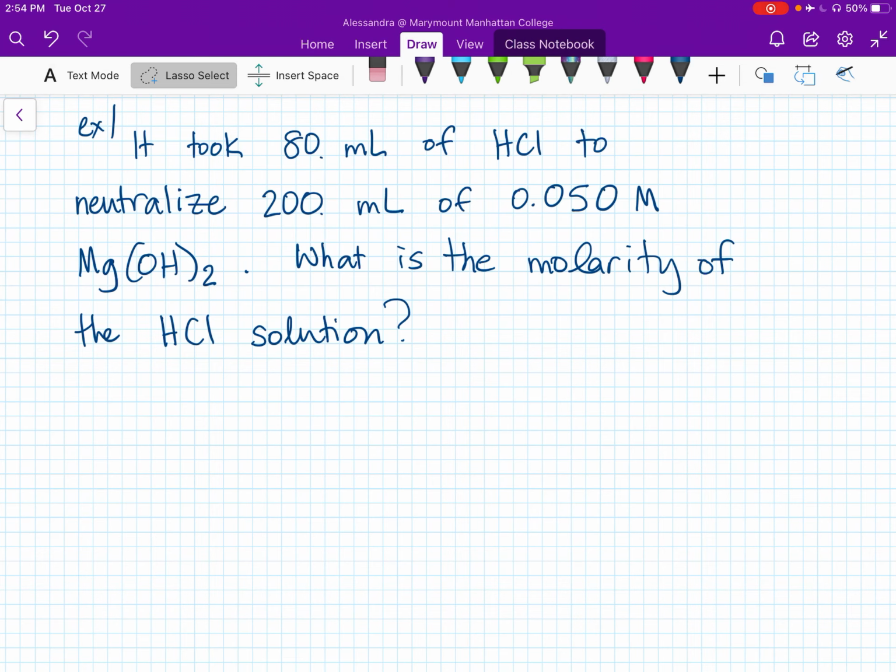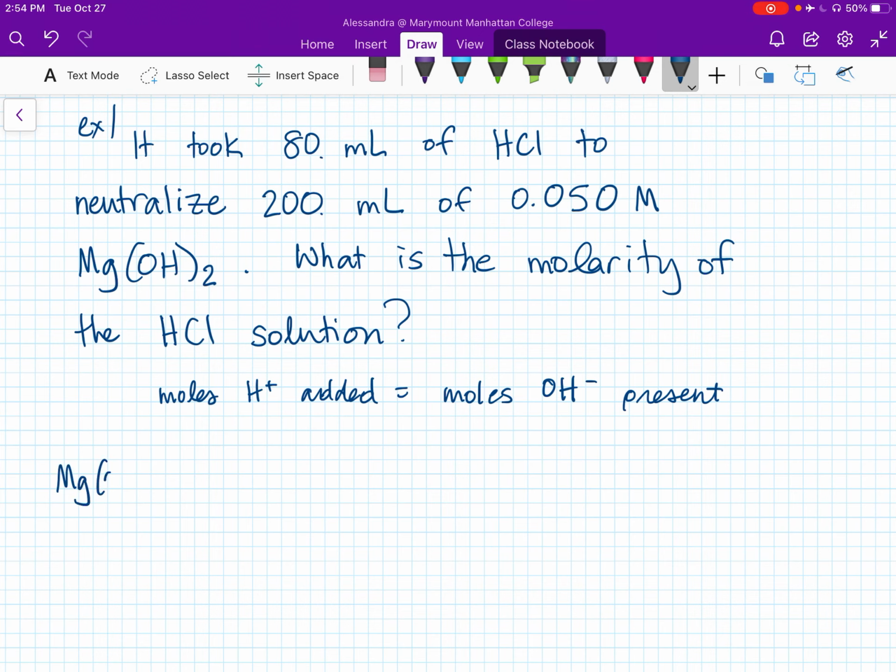So we are titrating to the equivalence point, and the equivalence point is where the moles of H plus that we're adding are equal to the moles of OH minus that are present in the original solution. So we first want to write down an equation for what is happening in this reaction. So we have magnesium hydroxide in aqueous solution reacting with HCl.